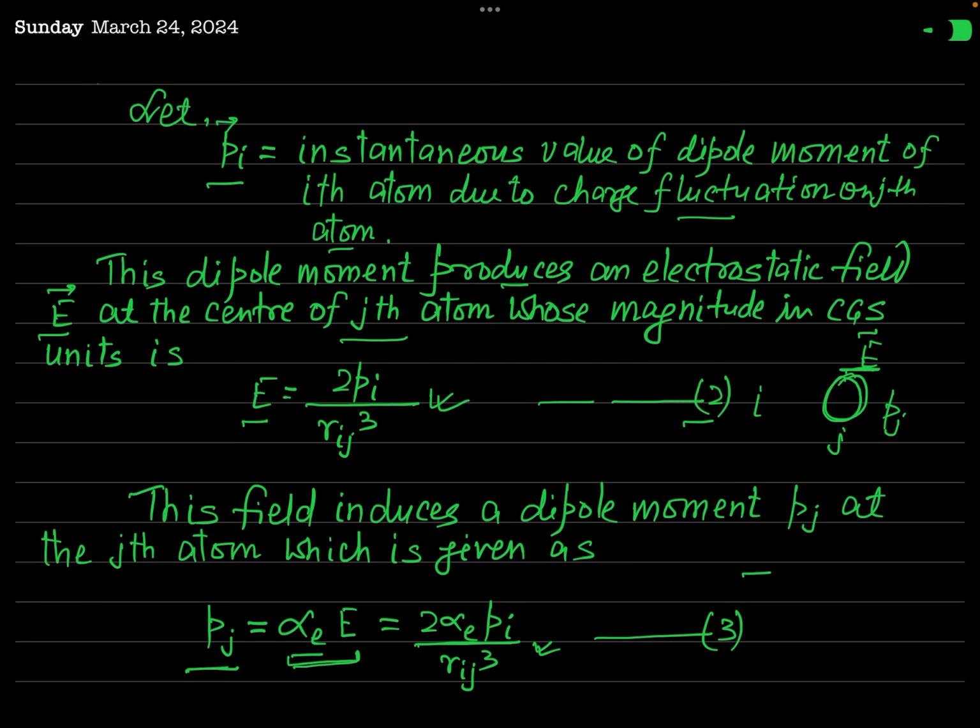So now there are two dipoles. The first dipole is the ith dipole and the second is the jth dipole. The dipole moment of the ith dipole is Pi and that of the jth atom is Pj. And the dipole moments of both are in the same direction. Now these two dipoles interact with one another, and there will be a force of attraction between them.